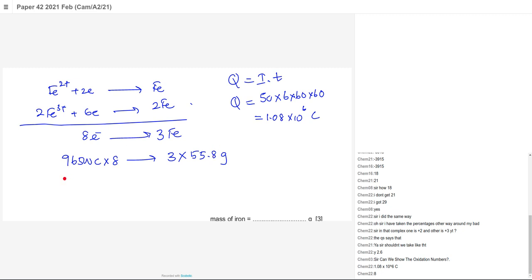We don't have this amount of coulombs. We got 1.08 into the power 6 coulombs. It gives how much of iron? This divided by 96,500 times 8 multiplied by 1.08 into the power 6. What's the final answer, please? In grams, you get the answer in grams.